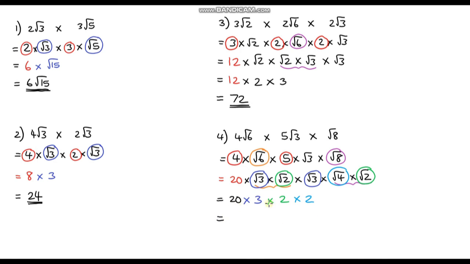So our final line of working, we have 20 times 3 times 2 times 2. Well, 20 times 3 is 60. 60 times 2 is 120. And 120 times 2 is 240. So something that started off quite tricky with all of these surds actually simplified to a nice integer.